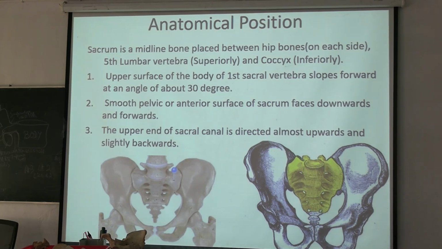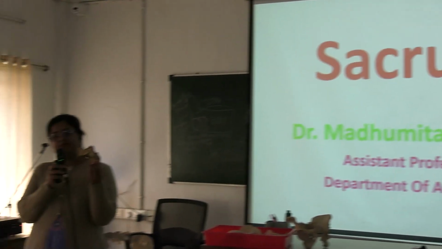So how will you determine the anatomical position? The upper surface of the body of the first sacral vertebra slopes forward at an angle of about 30 degrees, and the smooth pelvic or anterior surface of the sacrum faces downward and forward, and the upper end of the sacral canal is directed almost upward and slightly backward. So see here, this will be the anatomical position of the sacrum, like it is stooping forward to pick up something. Okay, so this surface is the pelvic surface. Posteriorly, this rough surface is the dorsal surface.